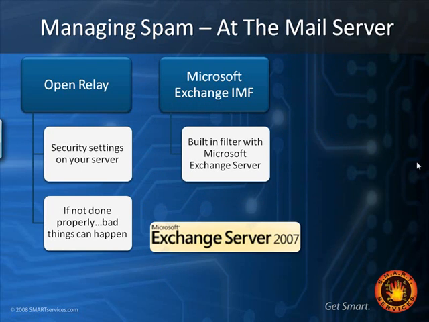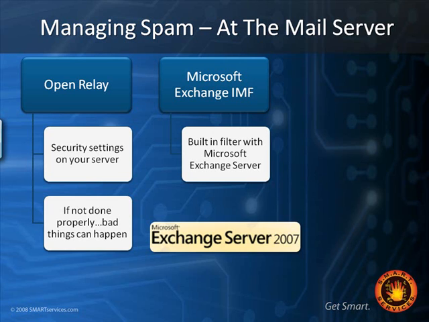So aside from Open Relay, there's something out there called Exchange IMF. That is Microsoft's Exchange Intelligent Message Filtering. The same technology for filtering spam that's in Hotmail and MSN Mail and Microsoft Live is actually built into Exchange Server. Most people don't know it because it's just a middle-of-the-line filter, but it's free if you've got Exchange. It is greatly improved in Exchange 2007, which is why I've indicated that again, 2007 is out there.